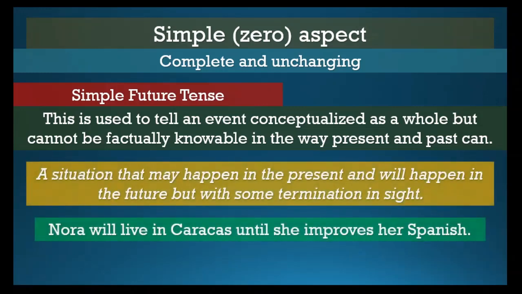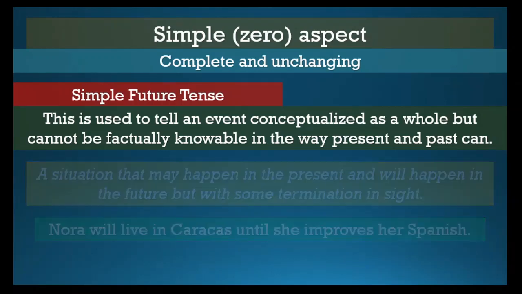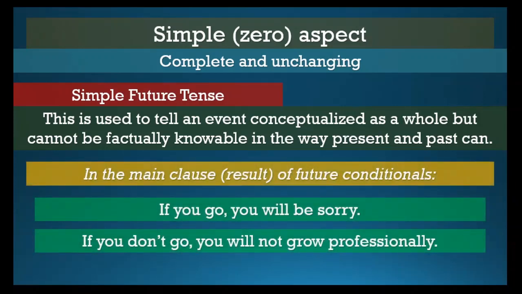Simple future may also be used to convey sentences where there is a situation that may happen in the present and will happen in the future, but with some termination in sight. In the example, Nora will live in Caracas until she improves her Spanish. The future telling us that Nora will live in Caracas is dependent on another future event conveyed in the simple present. Now, I believe that this meaning and use of the simple future is very common to you.